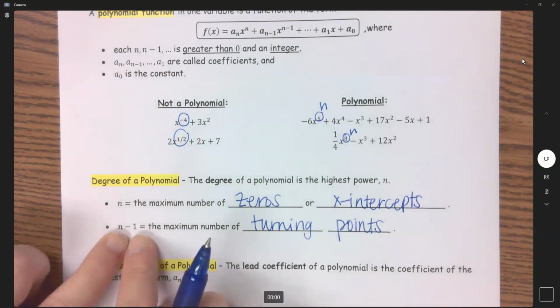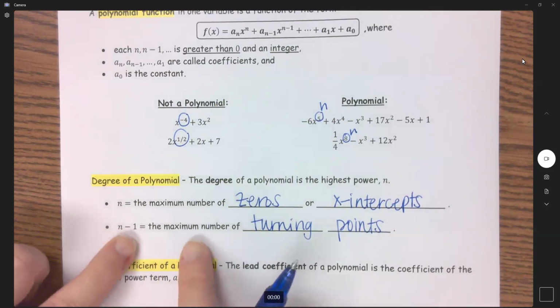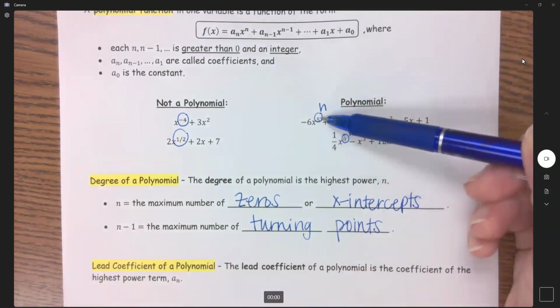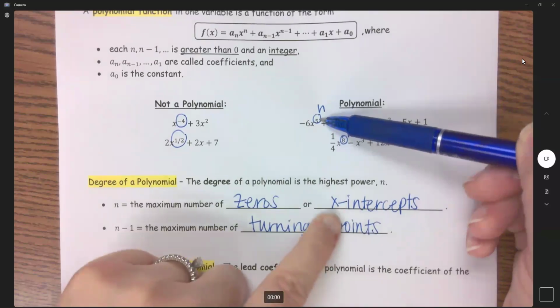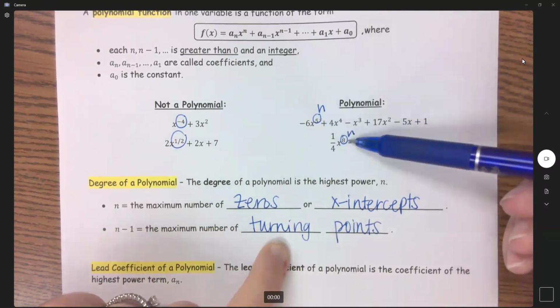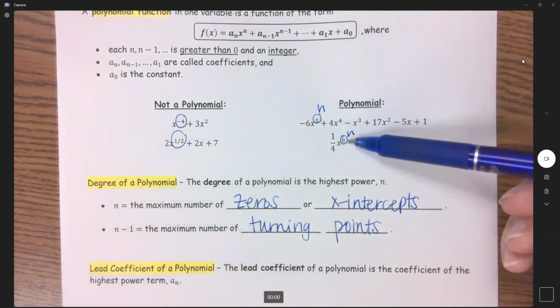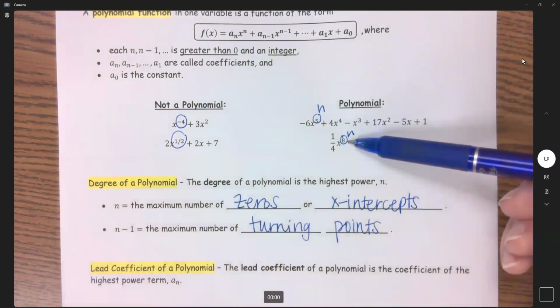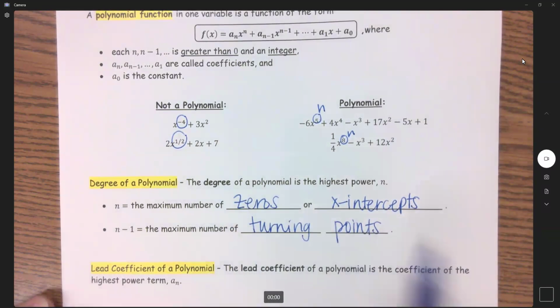Then if you take whatever your n is and you subtract 1 from it, that will tell you your maximum number of turning points. So if I have x to the 5th, that means a degree of 5. I have at most 5 zeros or x-intercepts, and it will turn a maximum of 4 different times. If you have x to the 8th, that means our n is 8. We have at most 8 zeros or x-intercepts, and we will have 7 different turning points.